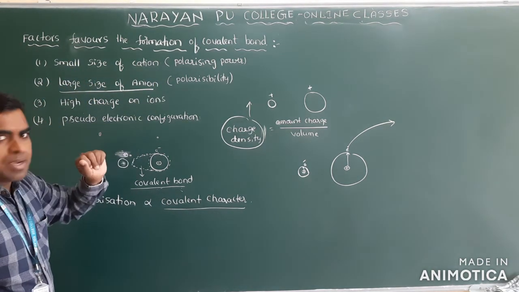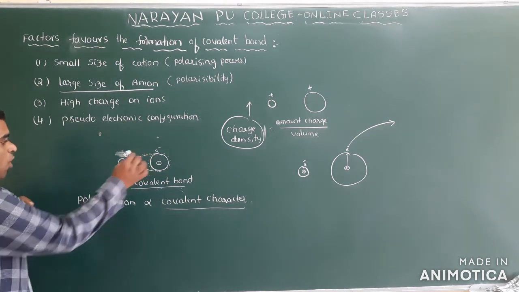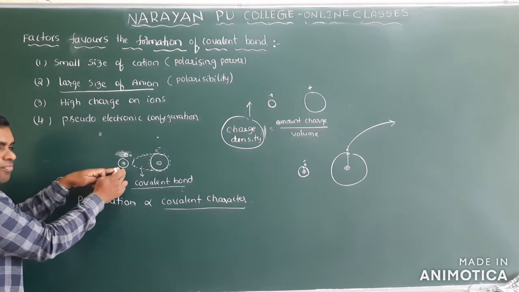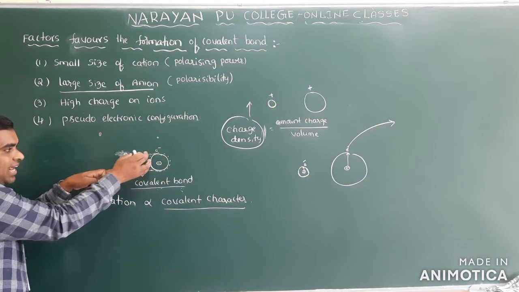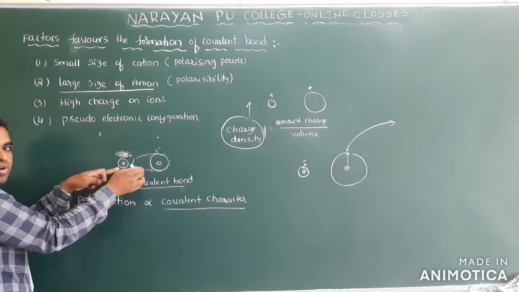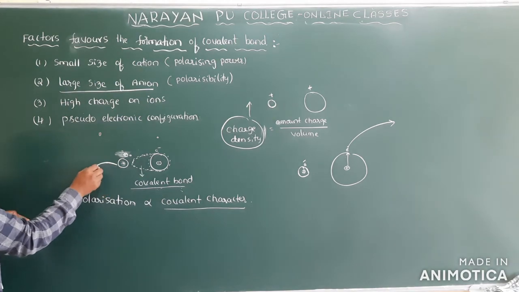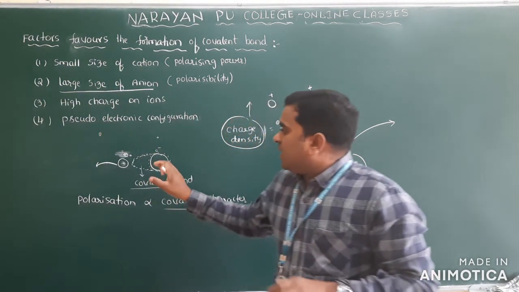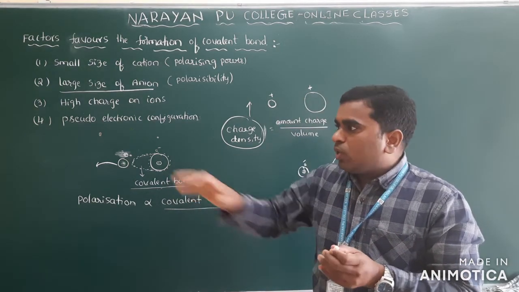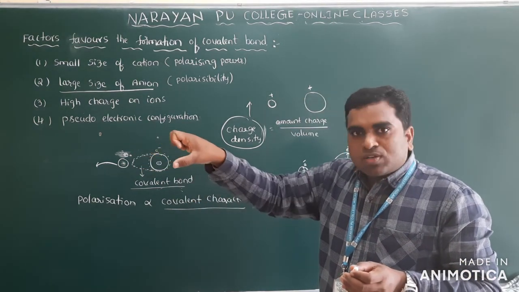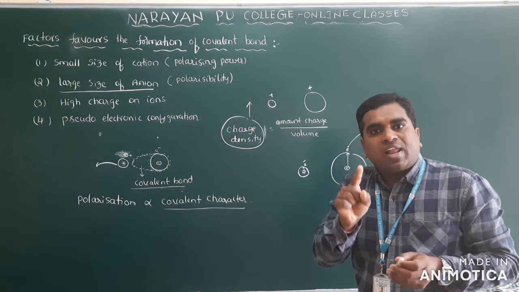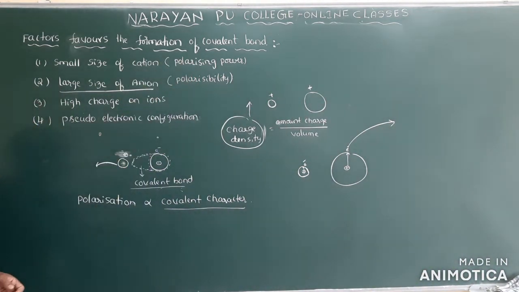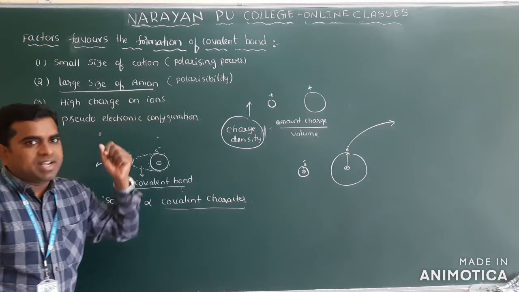So what is polarizing power? The polarizing power belongs to the cation. The power of the cation to attract the electrons of the anion is called polarizing power. Clear?